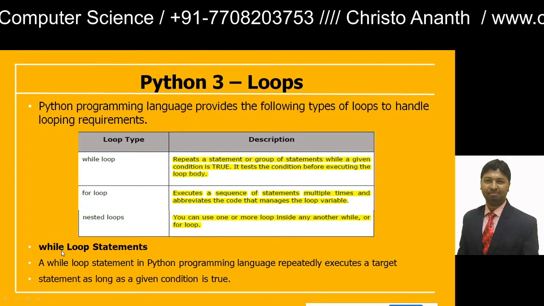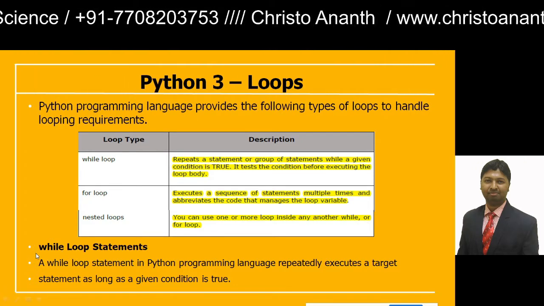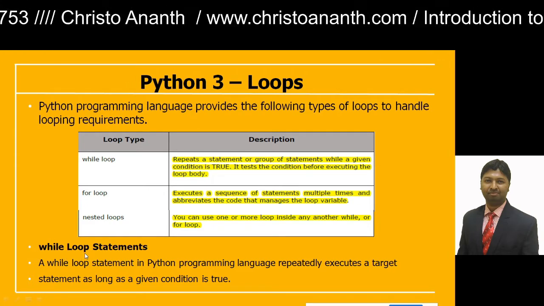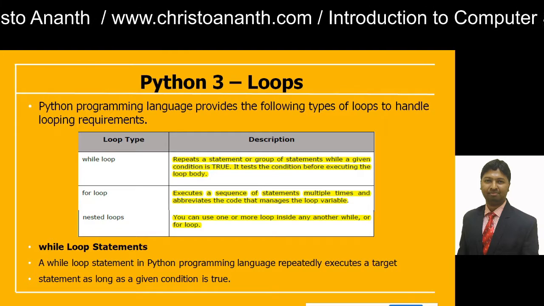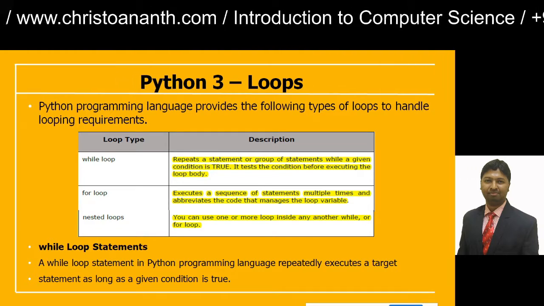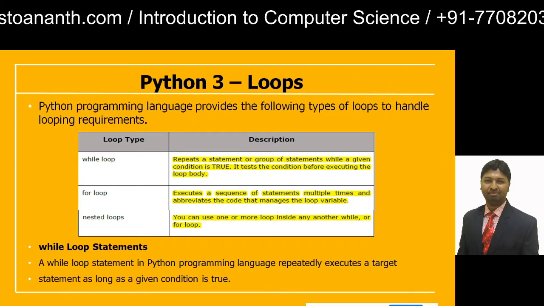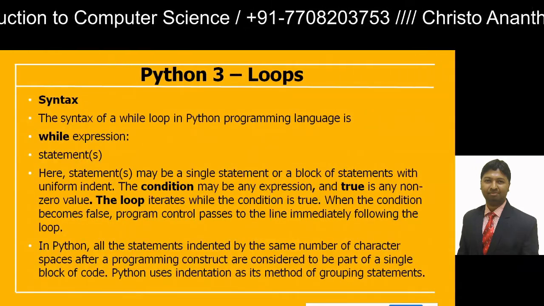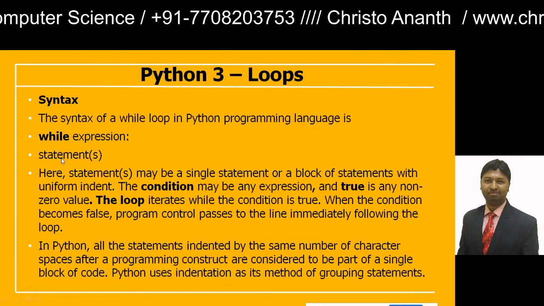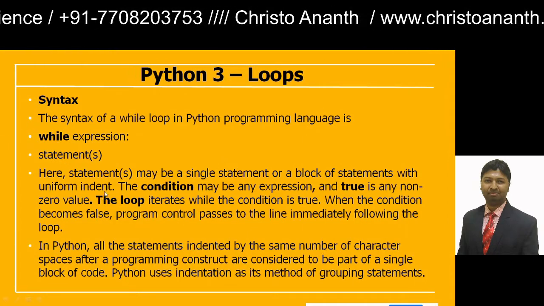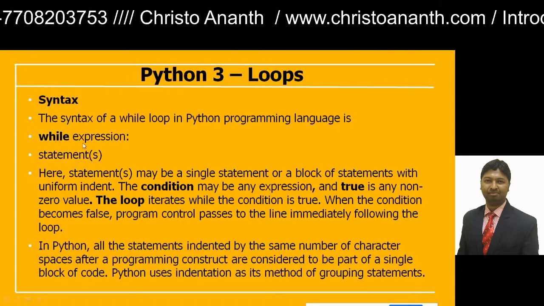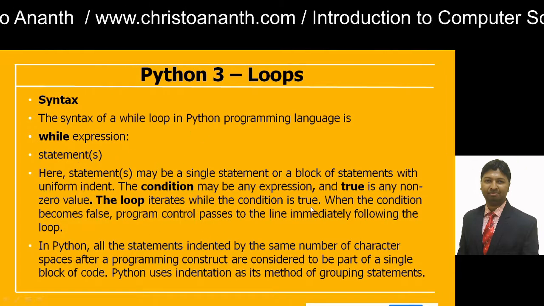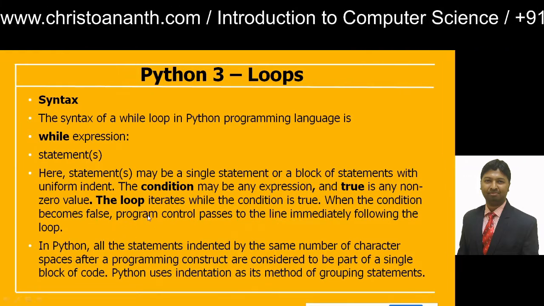This class will touch only on the while loop, and next class we'll discuss the for loop. A while loop executes a target statement repeatedly as long as the given condition is true. This is the syntax: while expression, then statements. As long as the expression is true, it goes through the loop. The loop iterates while the condition is true. When the condition becomes false, the loop ends.